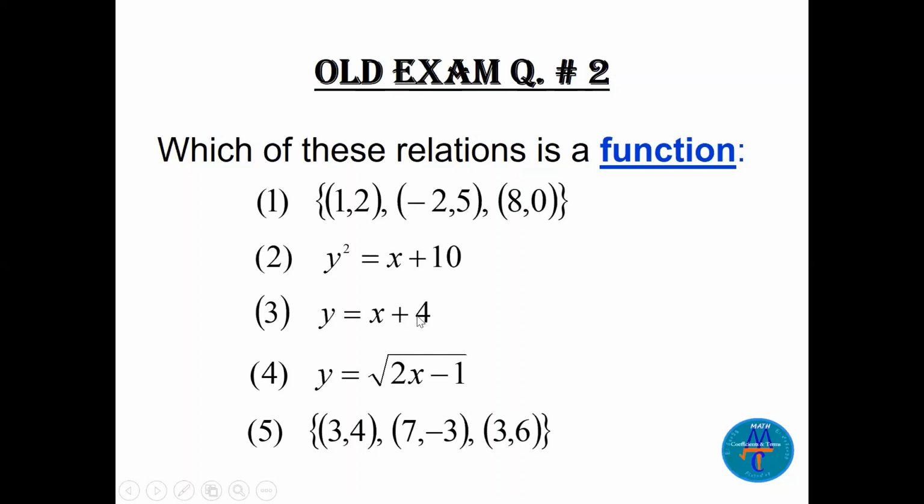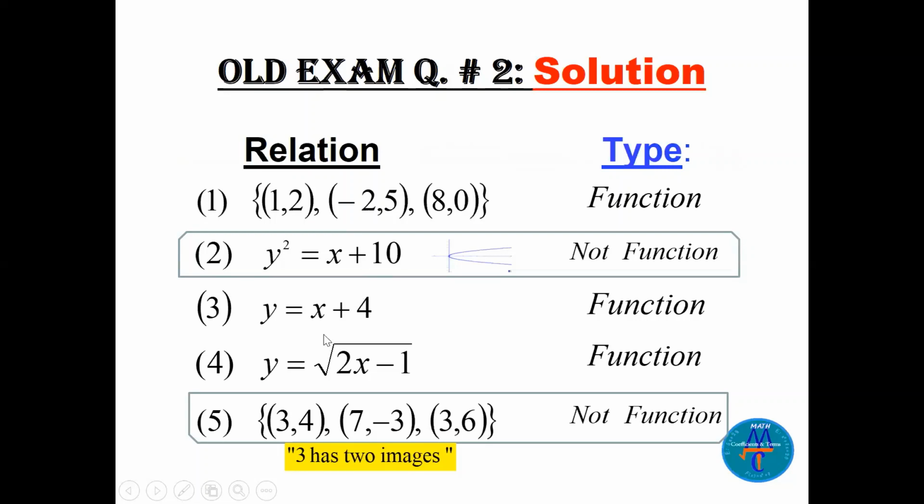The third one here is a straight line. This one is a parabola, but y squared. Y equals square root is half a parabola. So maybe number 2 is not a function. See here, y squared. If it is y equals x squared, it's a function. And number 5 is not a function, because 3 has 2 images, 3, 4, and 3, 6. This is a function, this is a function.